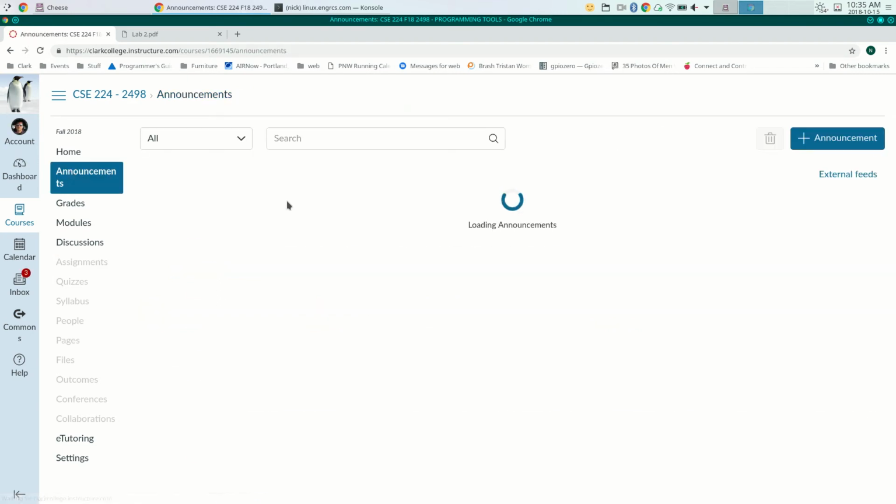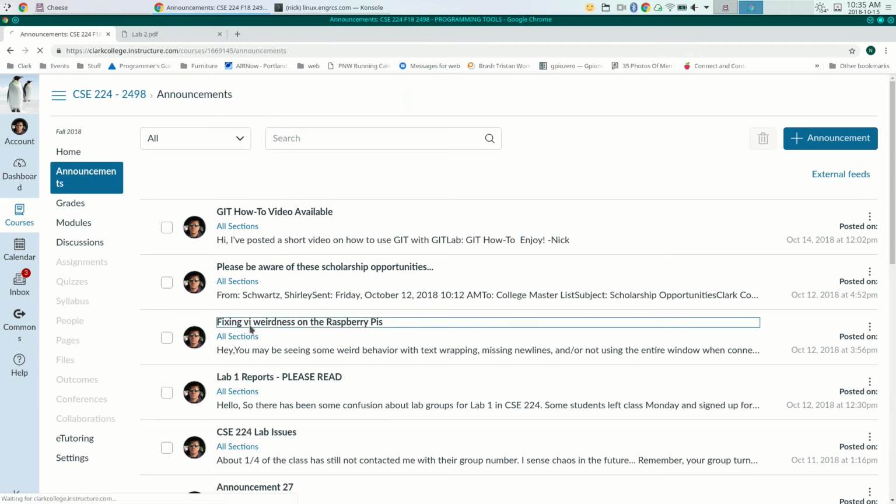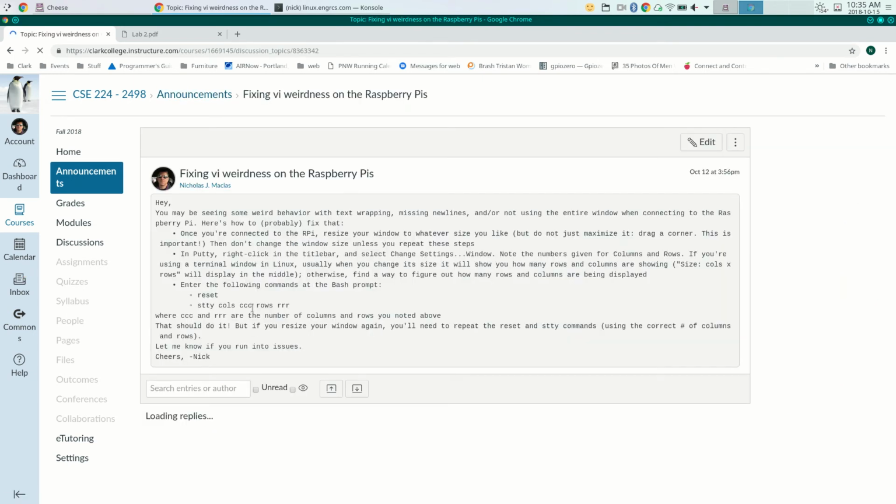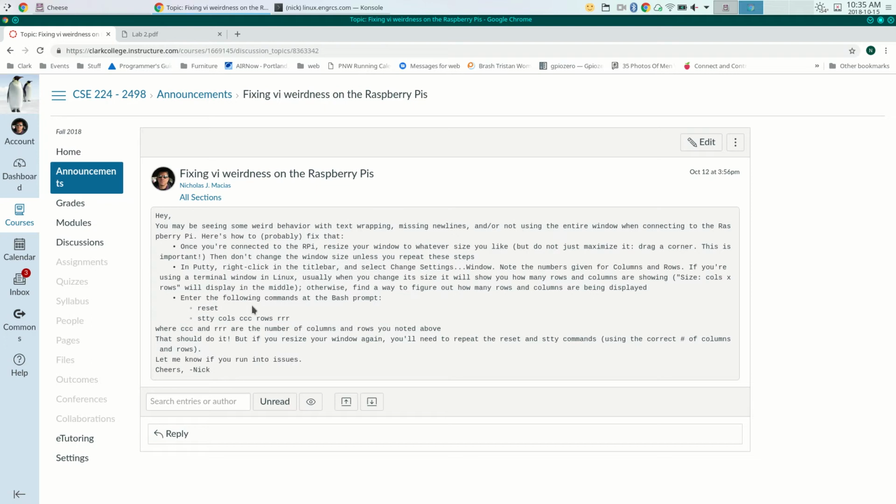I also posted a note about screen size on the Raspberry Pis. If you change your screen size at all, if you maximize it, things like this, VI acts a little weird. It doesn't use the whole screen, or lines start to appear on top of other lines or things like that. So if you're noticing any weirdness, go to this announcement and follow what it says.